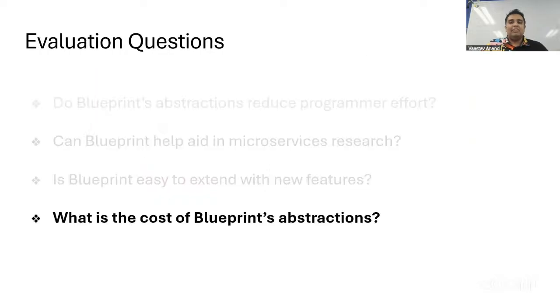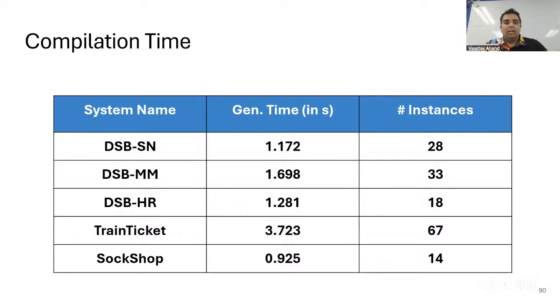Finally, let's take a look as to how quickly Blueprint can actually generate these systems and the cost of using Blueprint. For most of the open source systems, Blueprint can generate a variant of the system in a matter of seconds.